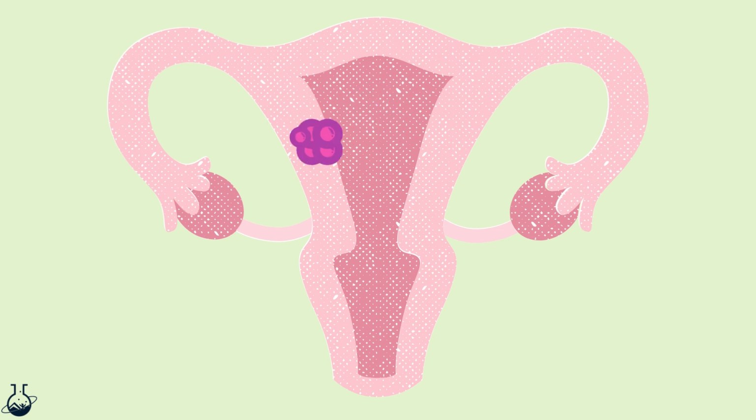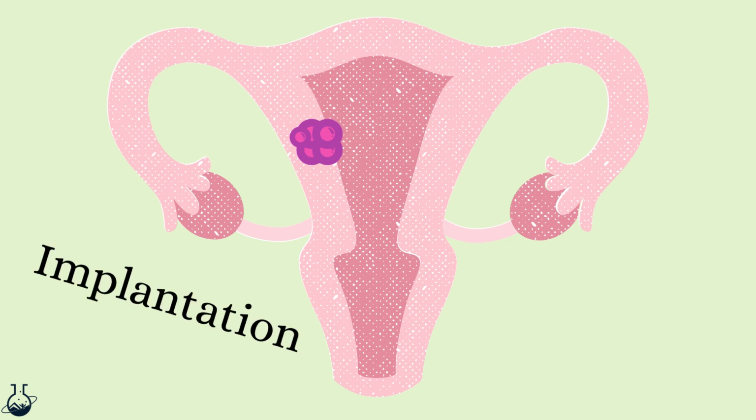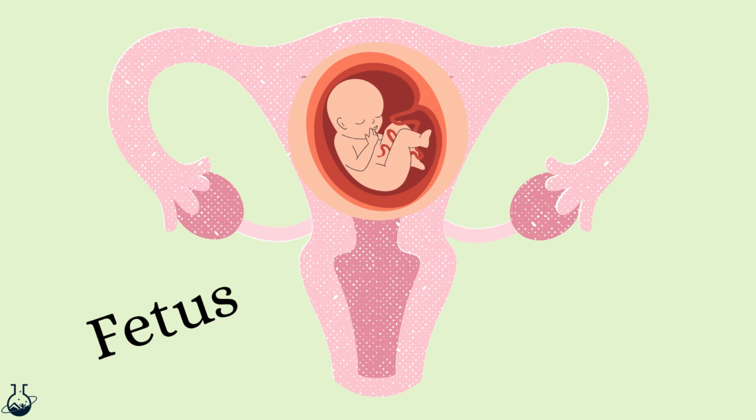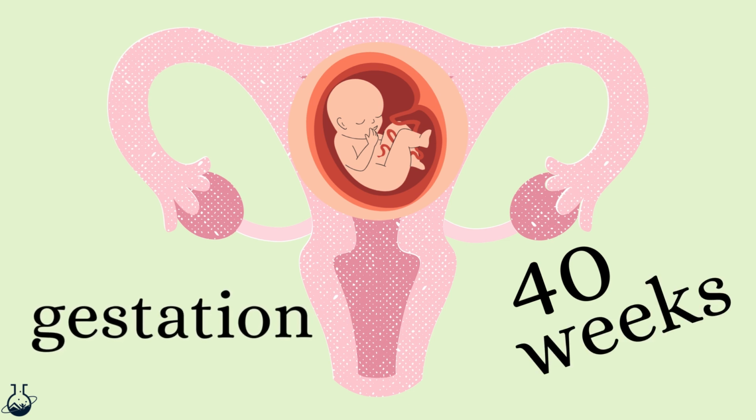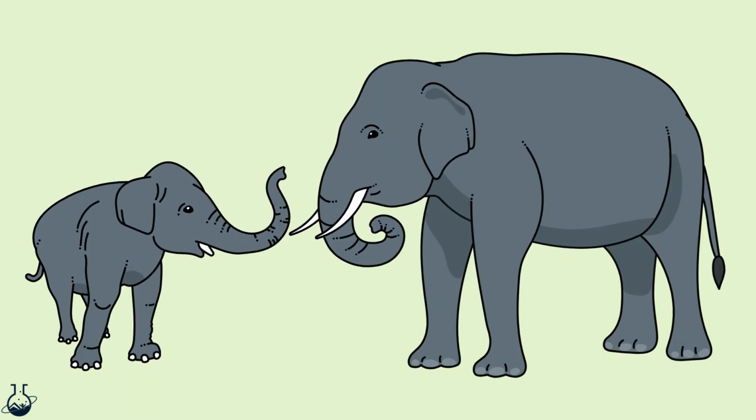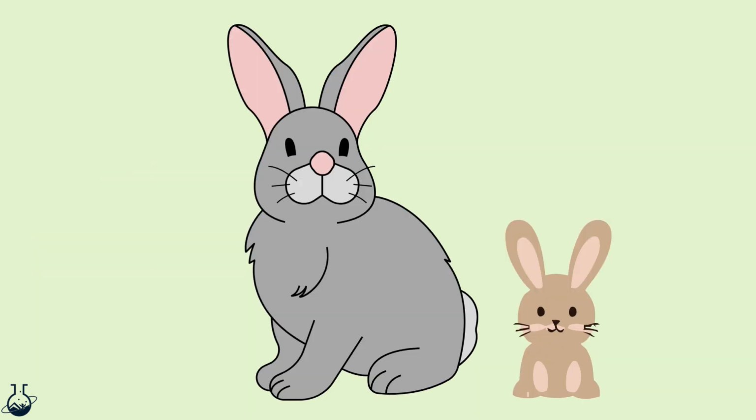The embryo embeds itself into the soft lining of the uterus, and this is a process called implantation, the first official stage of pregnancy. This ball of cells later develops into a fetus, an unborn baby, and this process from start to finish is on average 40 weeks, otherwise known as the gestation period, and it varies greatly between individuals and other animals. Elephants can be nearly 2 years, and rabbits only 35 days.